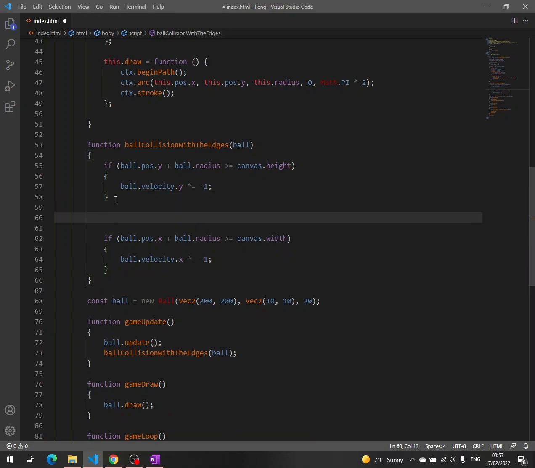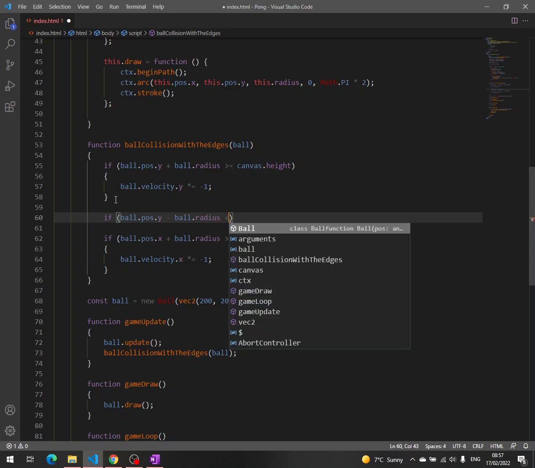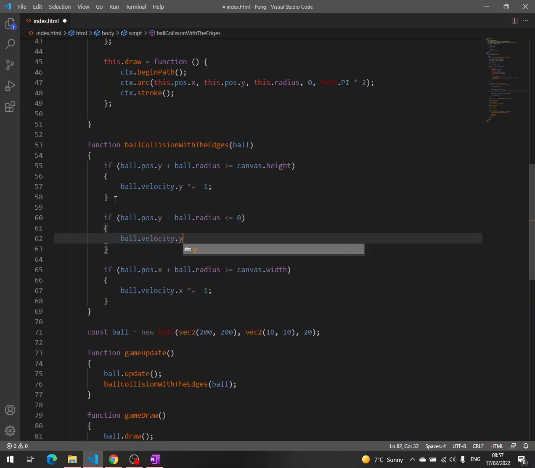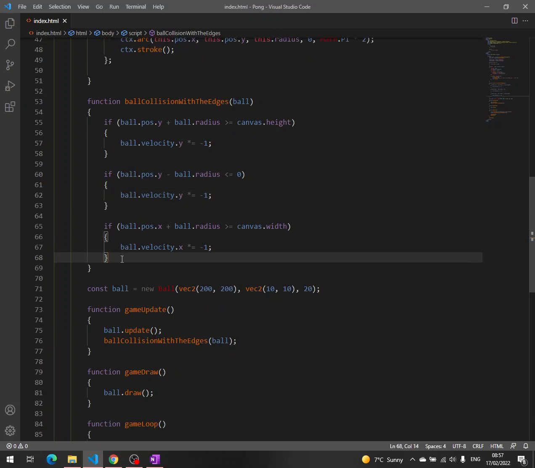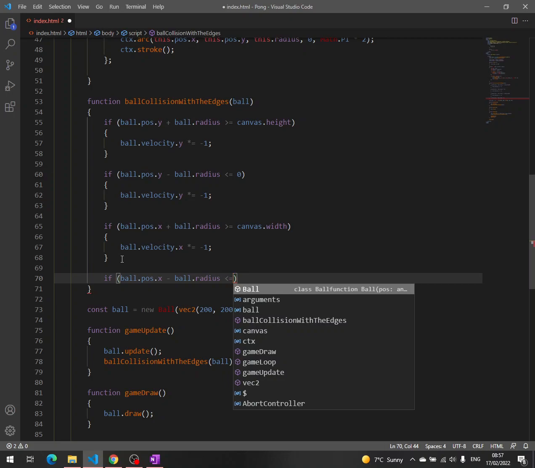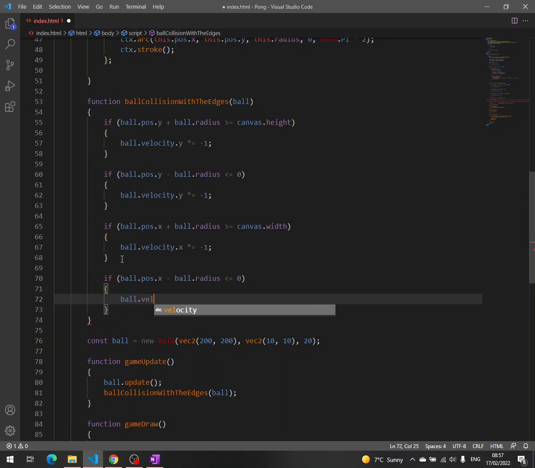So top, if ball pos y minus ball radius is less or equal than 0, then we say ball velocity y multiplied by minus 1. Let's see the result. Perfect. And now for the left edge, if ball pos x minus ball radius is less or equal than 0, ball velocity x multiplied by minus 1. And let's see the result.